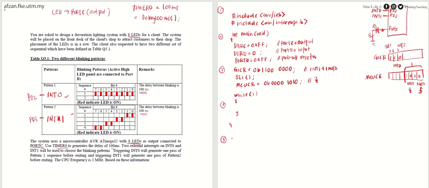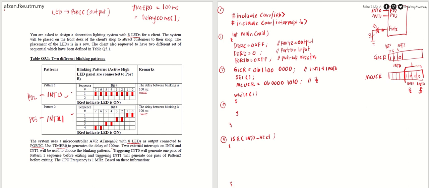So let's put the ISR for INT0_vect. We do the INT0 first. Open curly bracket and close curly bracket. So what we call here, the program that you need to put inside of your ISR.